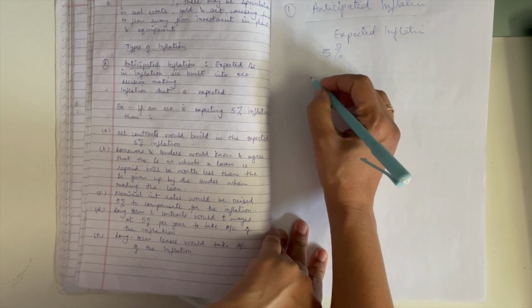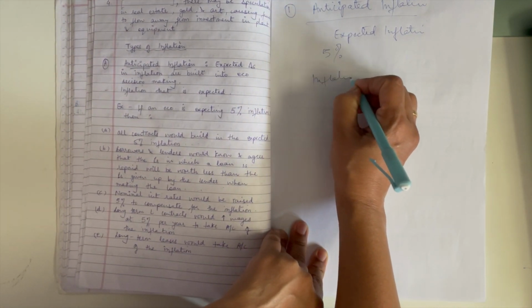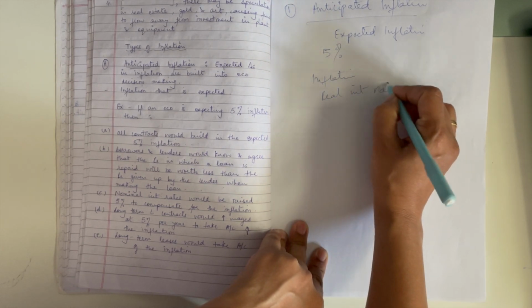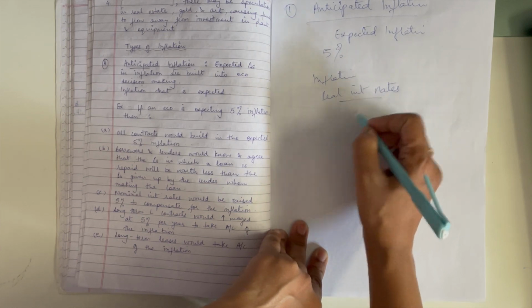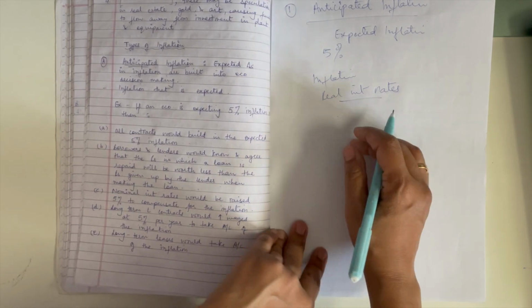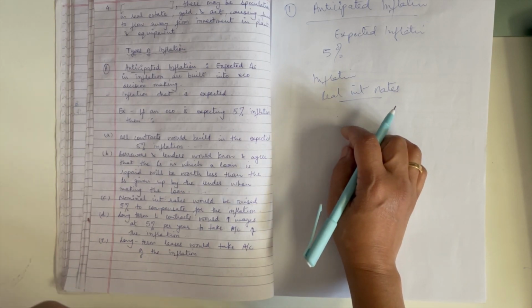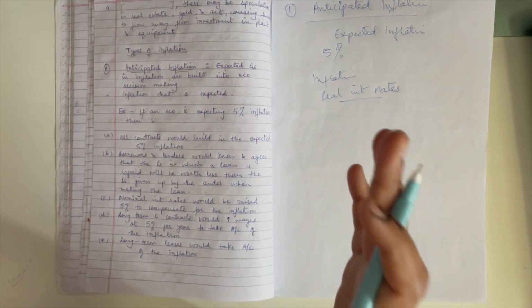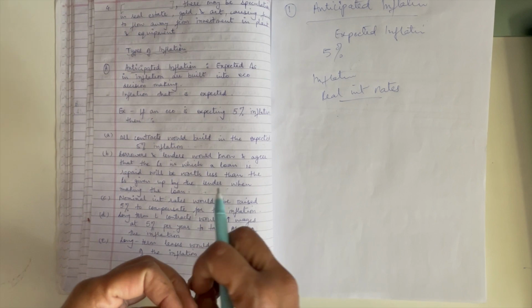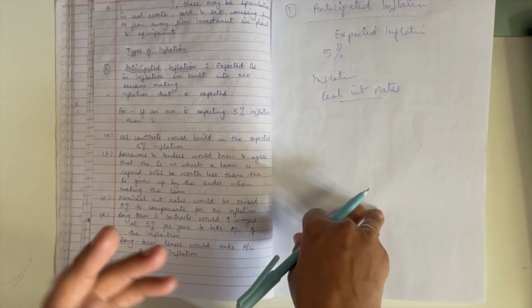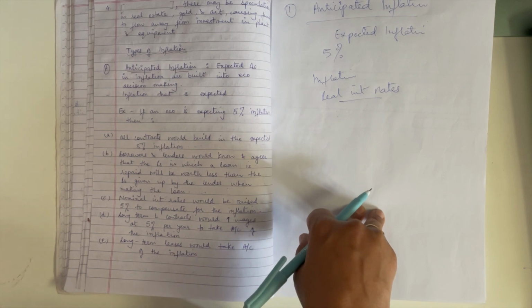Now, whenever there is inflation, in order to keep the real interest rates constant, the nominal interest rates are raised by the same percentage, right? I have done this real and nominal, what's the difference and how do you calculate it, in my previous video on nominal and real GDP. So if you want to have a look, you can.